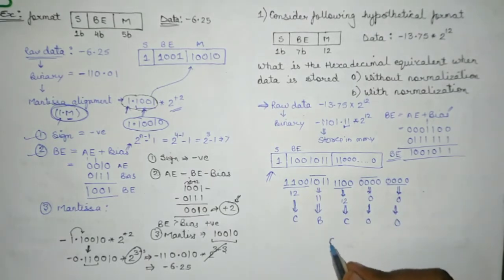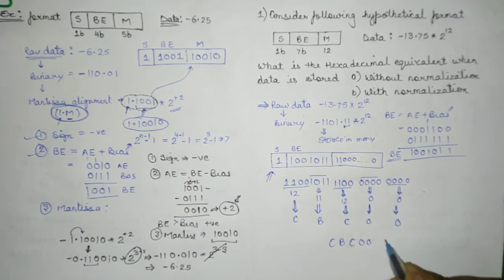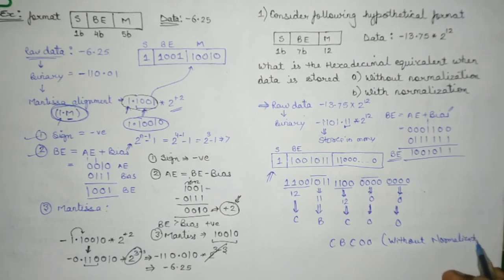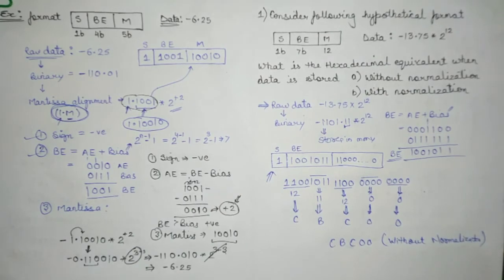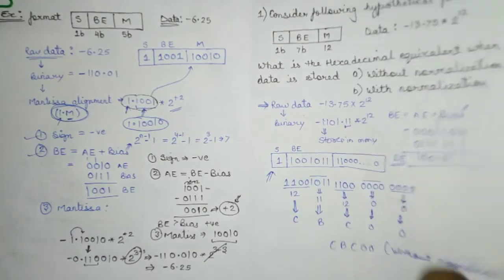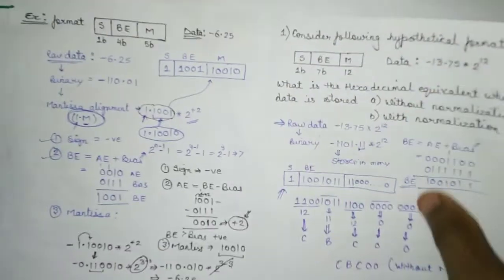So what is the final value? Final value is C B C 0 0. So this is the final result or hexadecimal equivalent without normalization. Right, now let's quickly move on to the second part, which is with normalization. So just let me change this paper first.